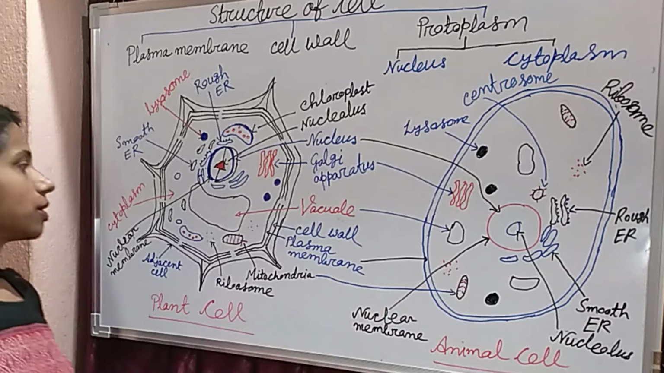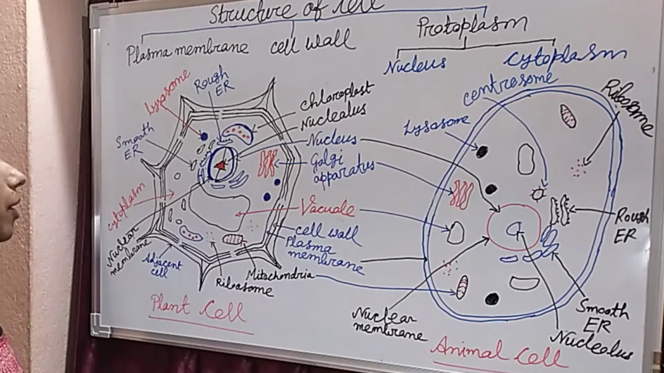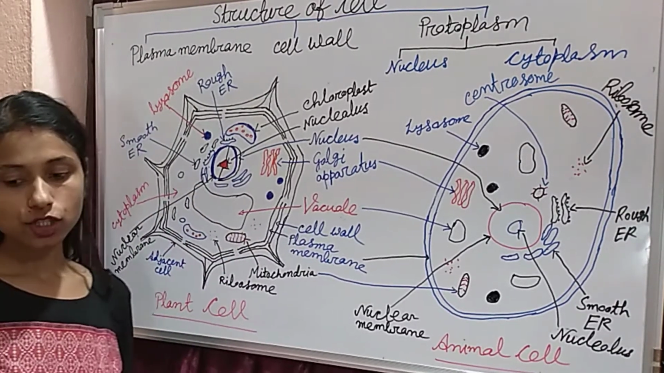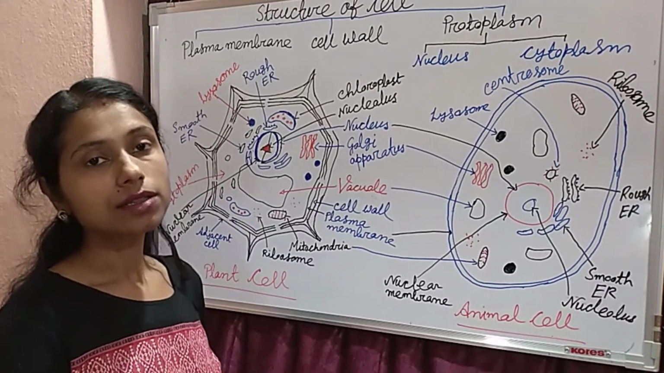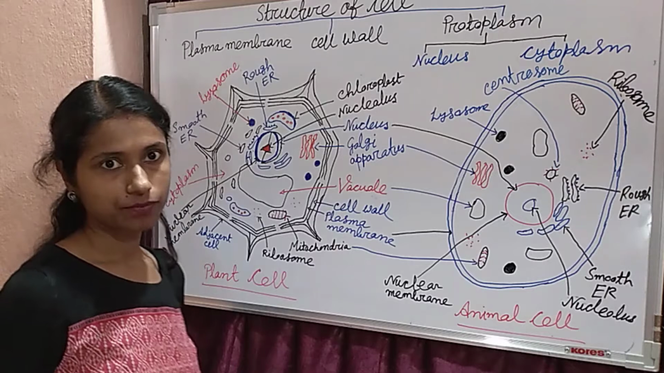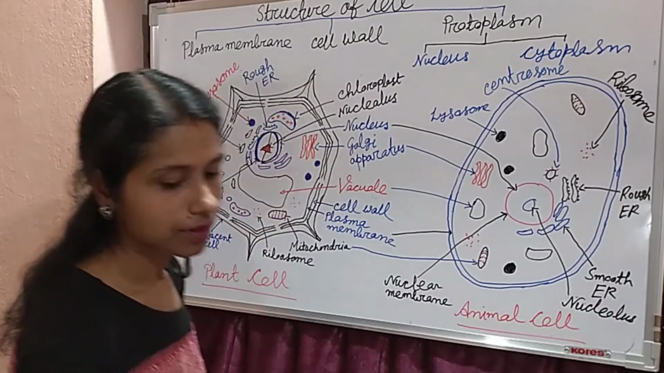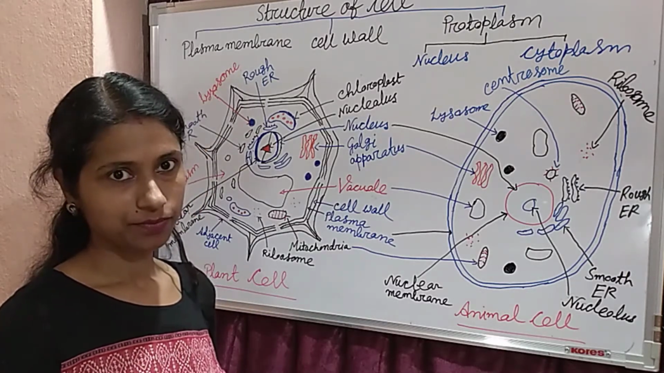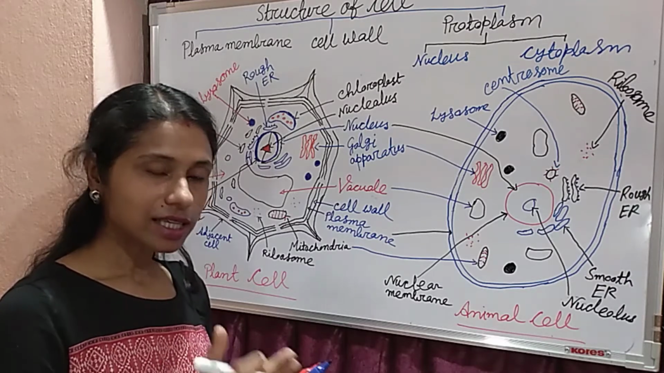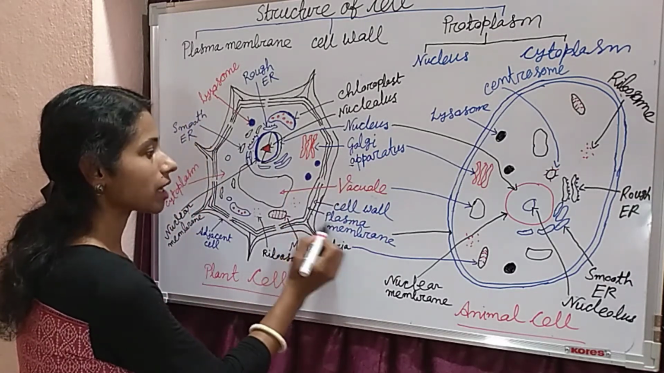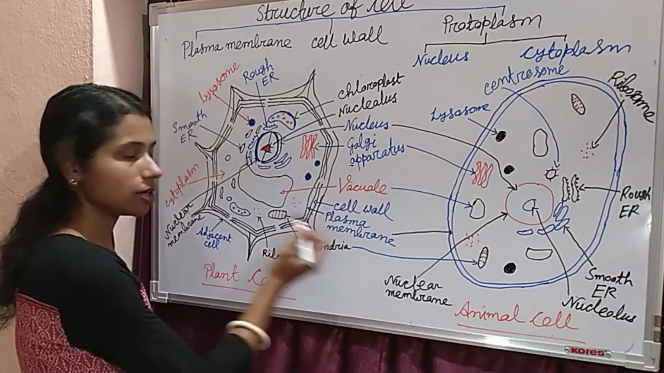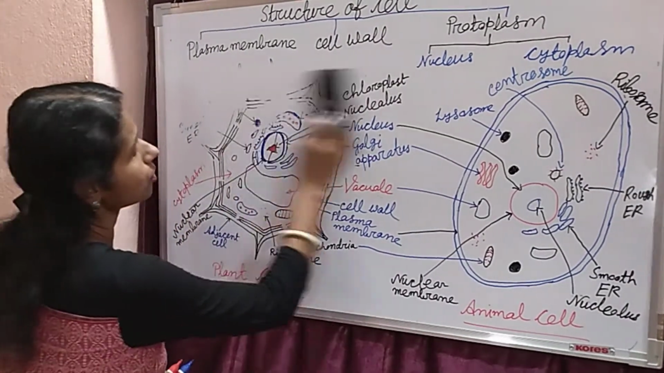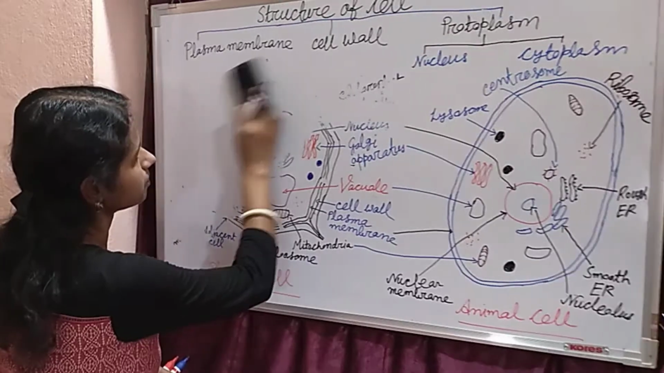Okay. So now we are going to discuss the plasma membrane. How does the plasma membrane look? The plasma membrane is a selectively permeable membrane. It means things get inside the cell through this plasma membrane, in plant cells and animal cells. Now we'll discuss the plasma membrane in detail.